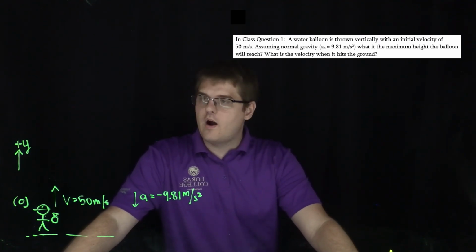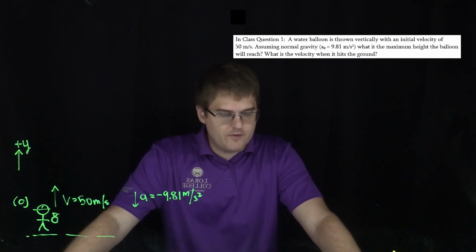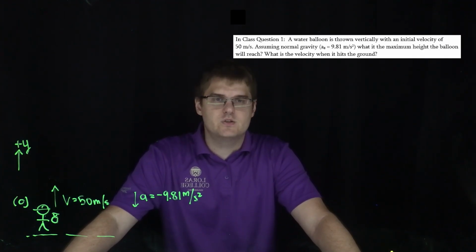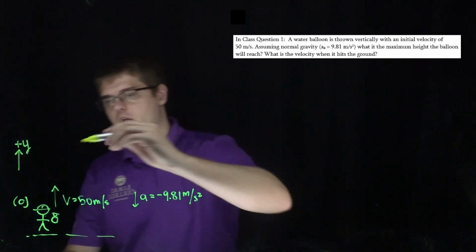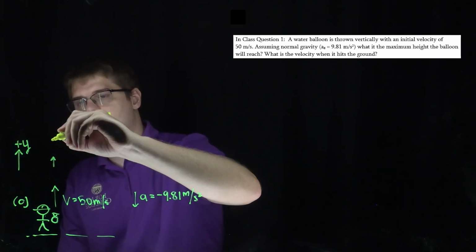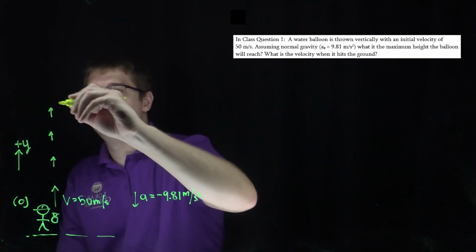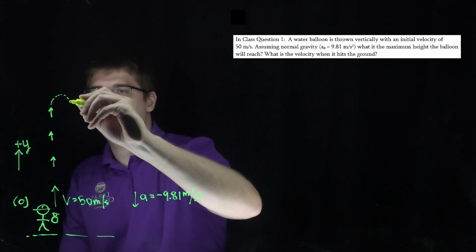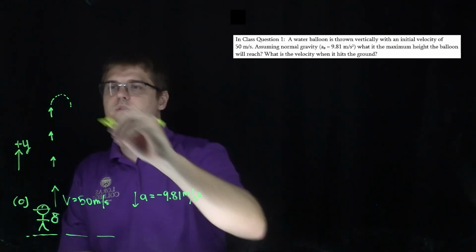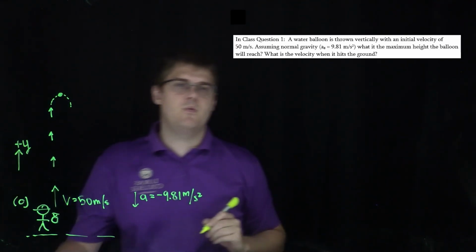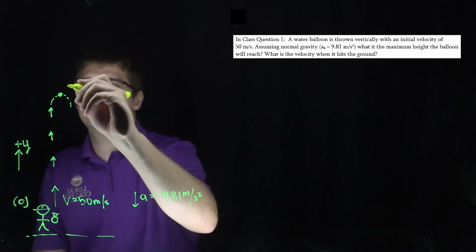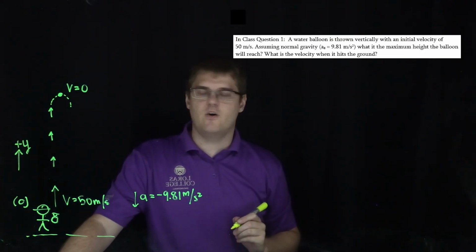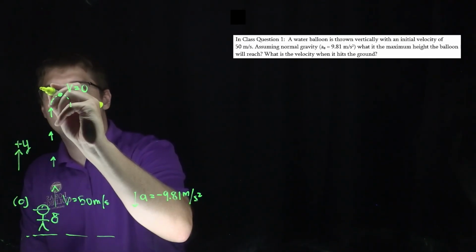So we are asked, assuming normal gravity, what is the maximum height the balloon will reach, and what is the velocity when it reaches the ground? So what we know is this balloon will continue to travel up until it reaches some point. And I'm going to draw this as a curve because otherwise I'm drawing on top of myself. It is going to reach some point up at the top here where the velocity is going to be equal to 0. It has stopped moving. It is starting to fall. This point we will call time 1.